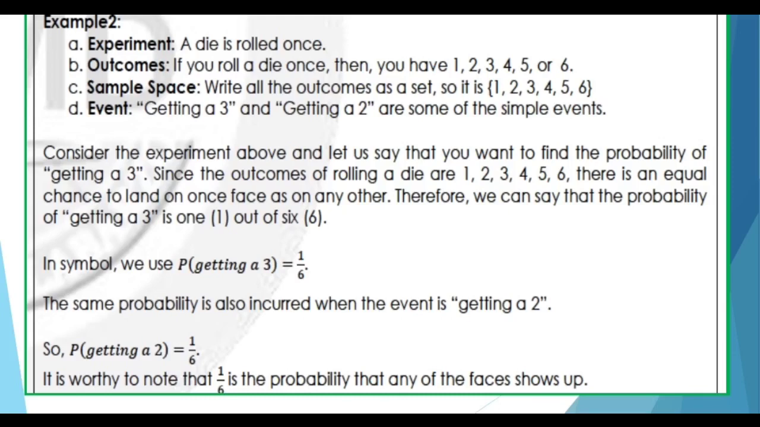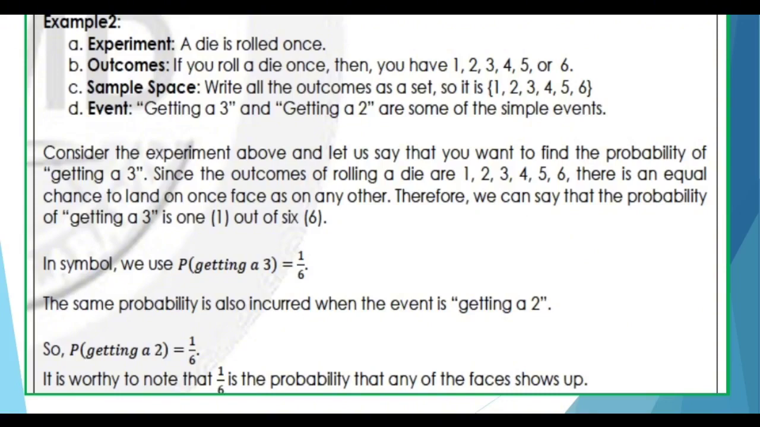In symbols, we use probability equals 1 over 6. Why is it 1 over 6, you ask? Because they are separated and not combined, getting a 2 and getting a 3. If you combine them, it's going to be 2 over 6. The same probability also occurs when the event is getting a 2.